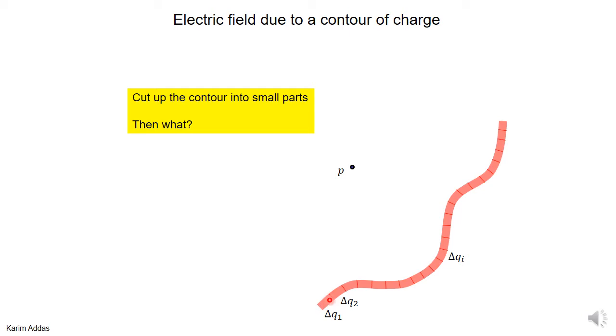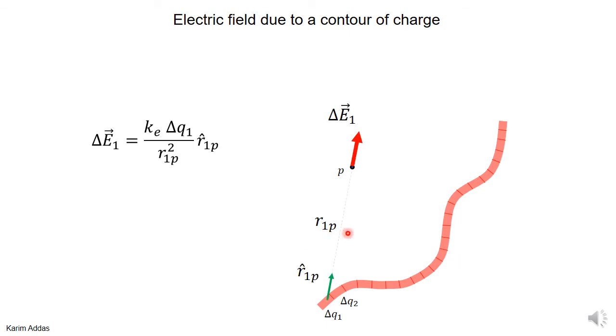So if these elements of length remain finite, large, then we can't get the electric field due to those large pieces of charge. We have to cut it up into smaller and smaller parts until the number of elements goes to infinity or the size of each element goes to zero. We could get the electric field due to delta Q1, and the electric field due to any charge is Ke times the charge divided by the distance between the charge and the point squared times a unit vector that points from the element of charge to the point, r hat 1p. That would be the electric field due to charge 1 in the limit when the size of this element of charge is 0.